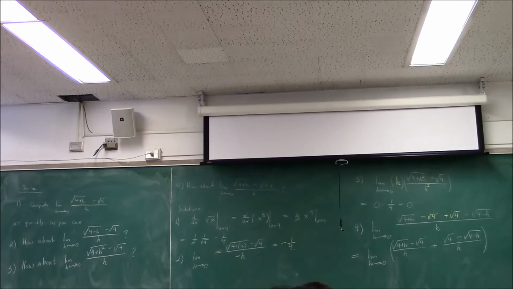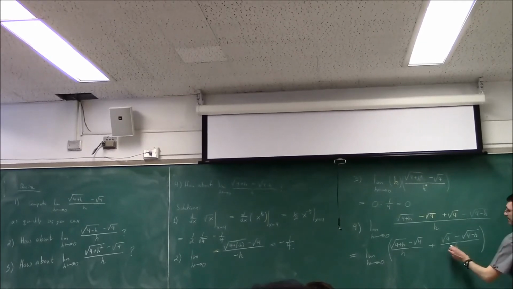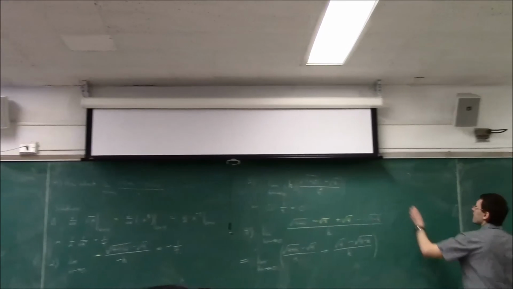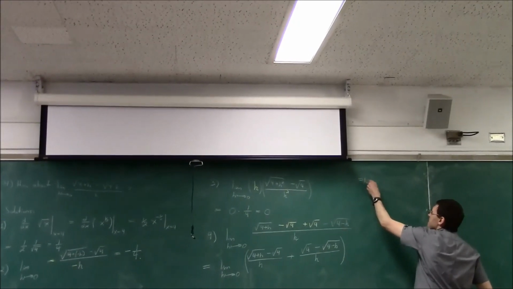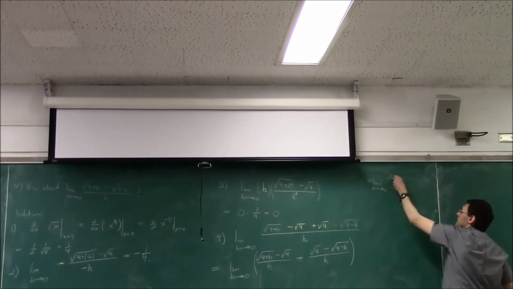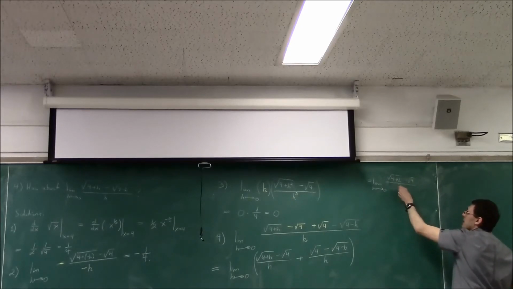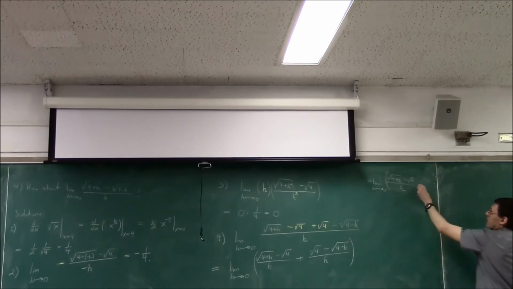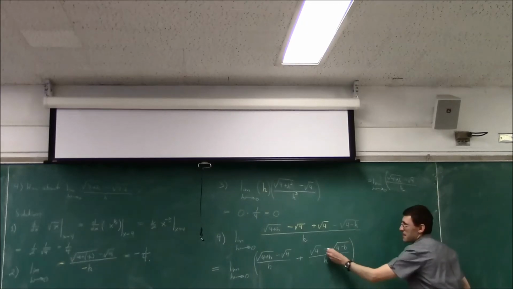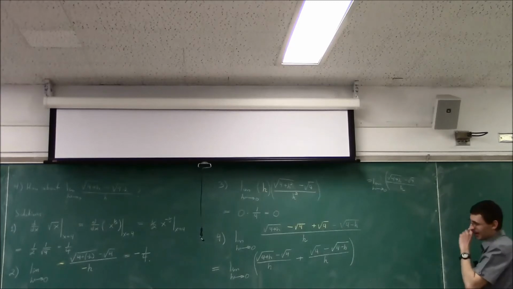What now? So this is limit as h goes to 0, radical 4 plus h minus radical 4 divided by h. What can I do here? What change do you want to make here? If you make it into radical 4 plus negative whatever, then switch them around and then multiply.